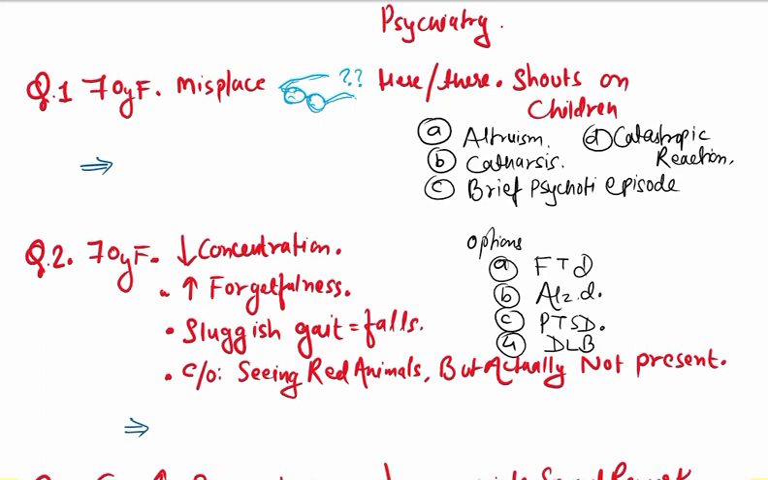Okay friends, let's begin some points in psychiatry and some questions too. A 70-year-old female misplaces her spectacles here and there. Now she is shouting at the children. This happens frequently in her life. So what is this condition? This is one of the features of a patient having dementia. And this is the catastrophic reaction of dementia.